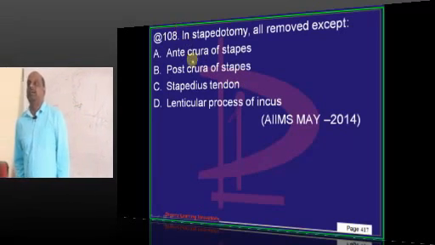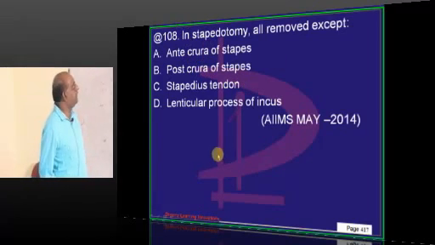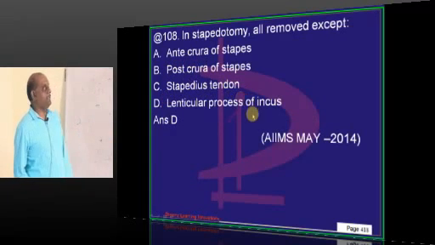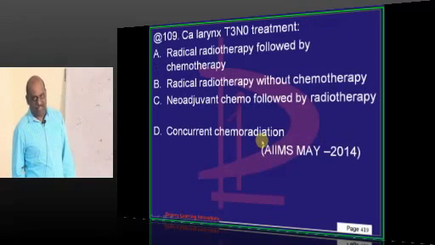In stapedotomy, what is removed? We remove the stapedius tendon, the posterior crus, the anterior crus of stapes, not the lenticular process of the incus.